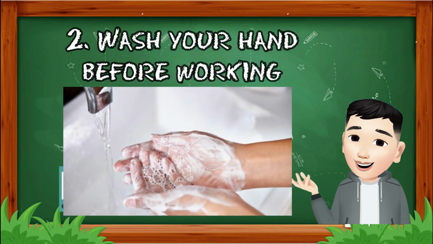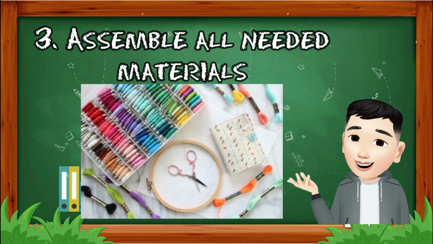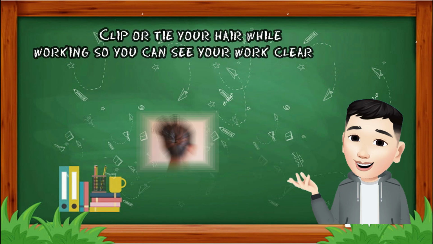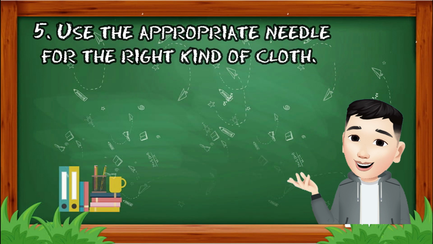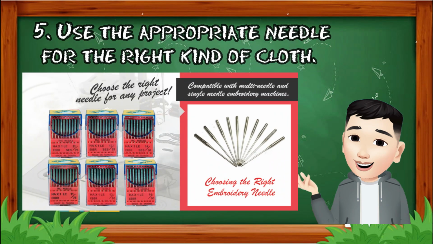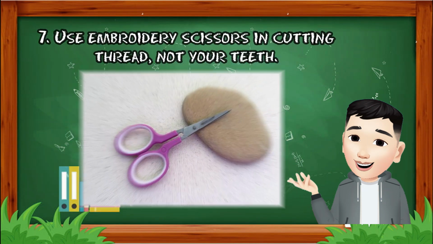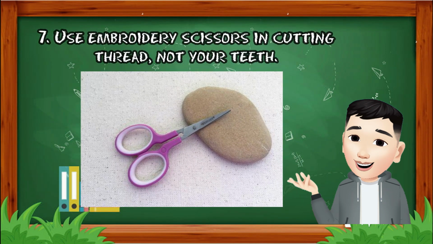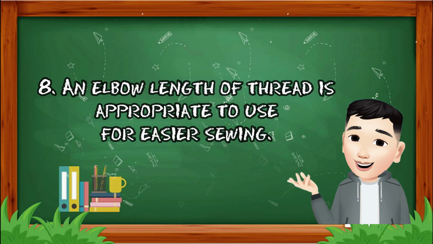Number 2. Wash your hands before working. Number 3. Assemble all needed materials. Number 4. Clip or tie your hair while working so you can see your work clearly. Number 5. Use the appropriate needle for the right kind of cloth. Number 6. Put your scraps of cloth and thread in a plastic bag. Number 7. Use embroidery scissors in cutting thread, not your teeth. Number 8. An elbow length of thread is appropriate to use for easier sewing.